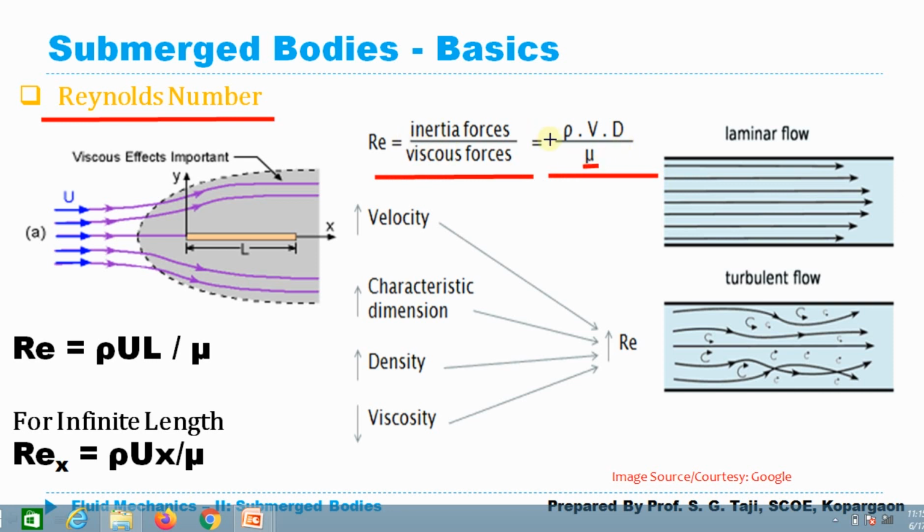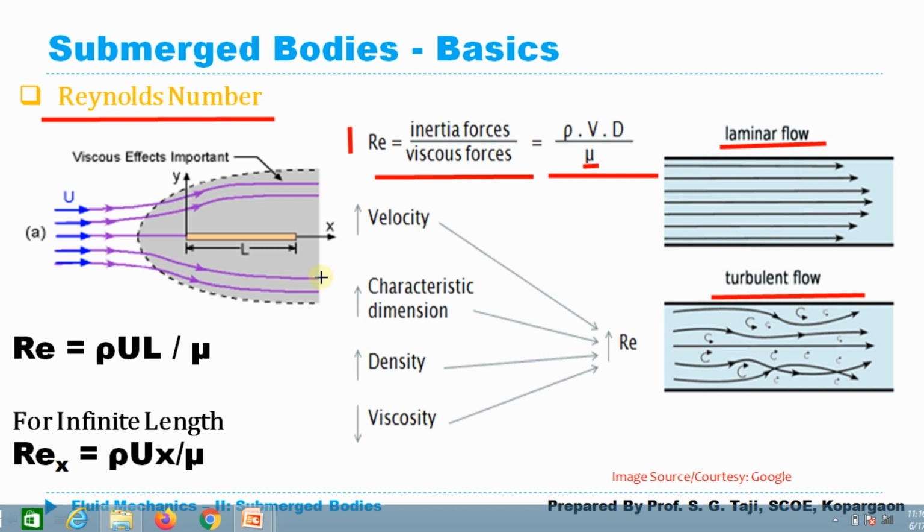As I can see here, this Reynolds number will be directly proportional to the density, velocity, and diameter, and inversely proportional to the viscosity. So as my viscosity increases, Reynolds number decreases. As my density, velocity, and diameter increase, Reynolds number also increases. So we use Reynolds number to classify whether the flow is laminar, turbulent, or transitional.